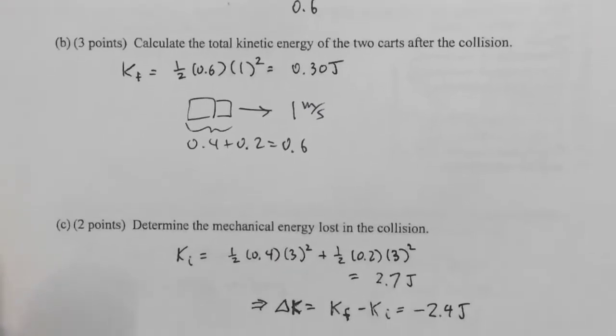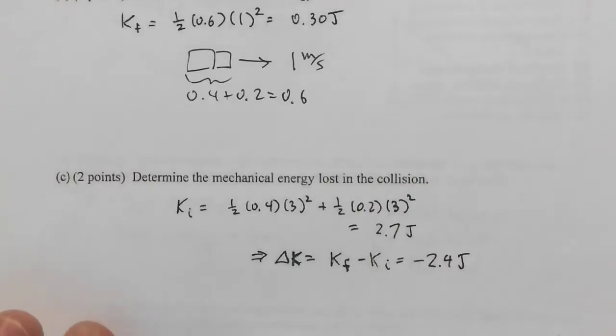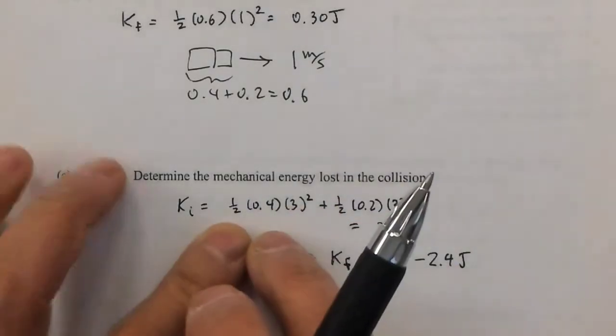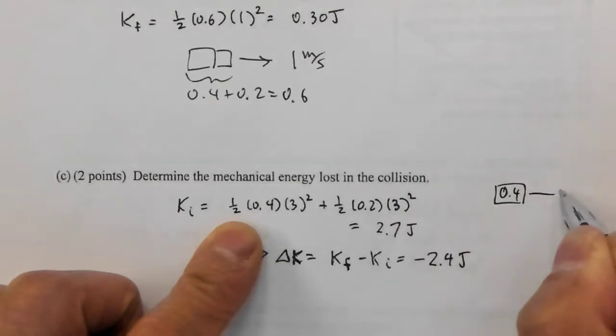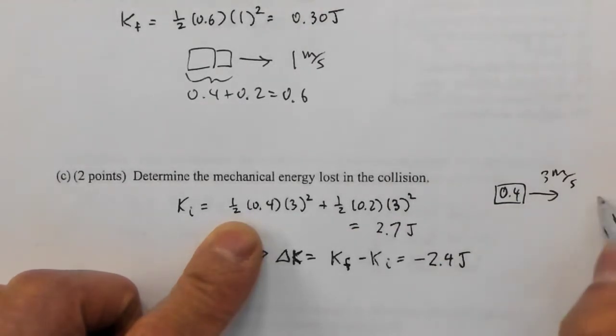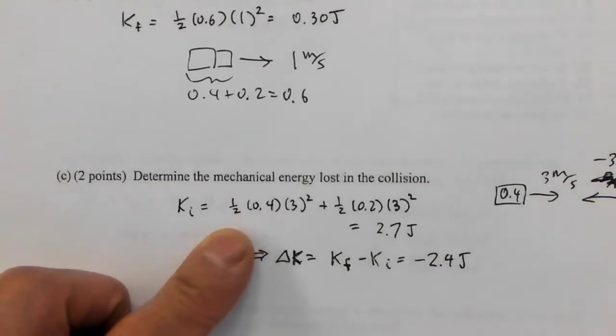Good. Now then they ask, determine the mechanical energy lost in the collision. So let's figure out what is the mechanical energy in the beginning. In the beginning we had a mass of 0.4 moving with 3 meters per second, and we had another one moving negative 3 meters per second like this, with a mass of 0.2.